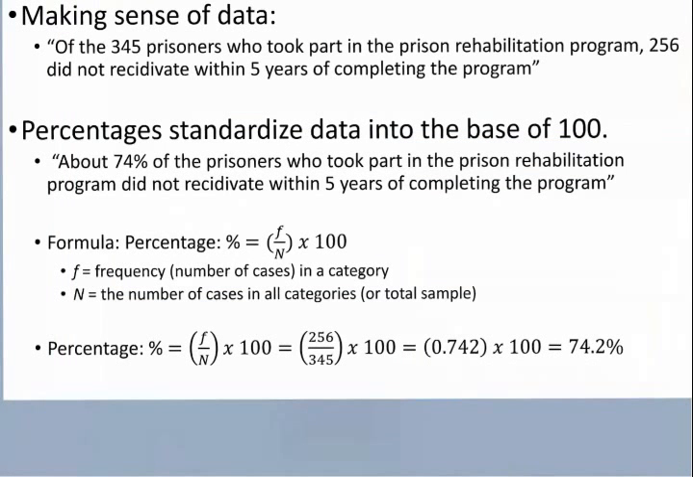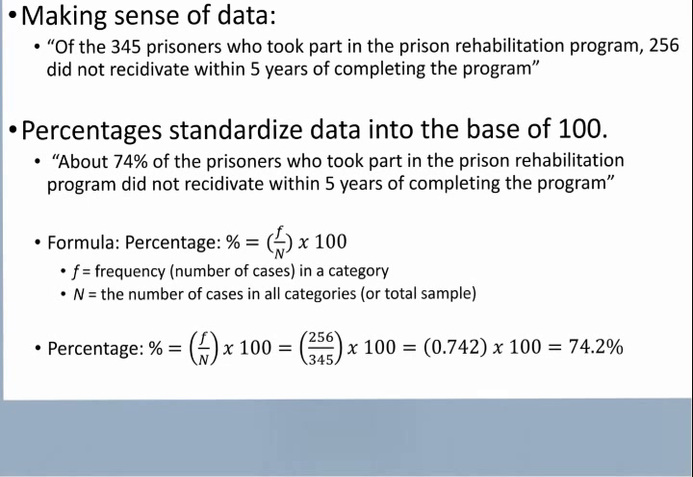So if I were to tell you this sentence here, of the 345 prisoners who took part in the prison rehabilitation program, 256 did not recidivate within 5 years of completing the program, you can have a vague sense of how successful the program was, but it doesn't give you a necessarily clear idea. So what percentages do is they standardize this data into the base of 100. We all know percentages as up to 100. You can't have more than 100%, right?